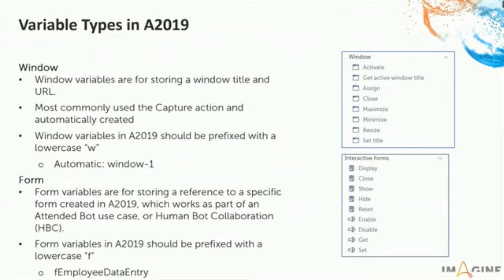Form variables are new in A2019, and they include a reference to a specific form that we're using as part of an attended bot or a human-bot collaboration use case. It helps us to be able to display information to the user and also use the information that the user inputs into that form for bots downstream. If we're using form variables, you should prefix the variable name with an F.